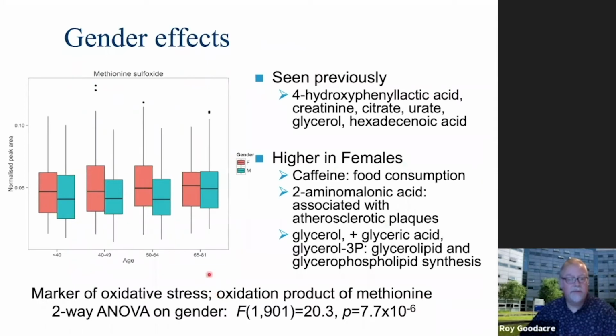We look at gender effects. So, for example, here's methionine sulfoxide. It's significantly higher in females than males, irrespective of age, and that is a marker of oxidative stress. And we can see things that people have seen previously, and then we see things that haven't been reported before. Quite interestingly, caffeine is significantly higher in females. That could be drink, or of course it could be food consumption. It could be eating nice chocolates.